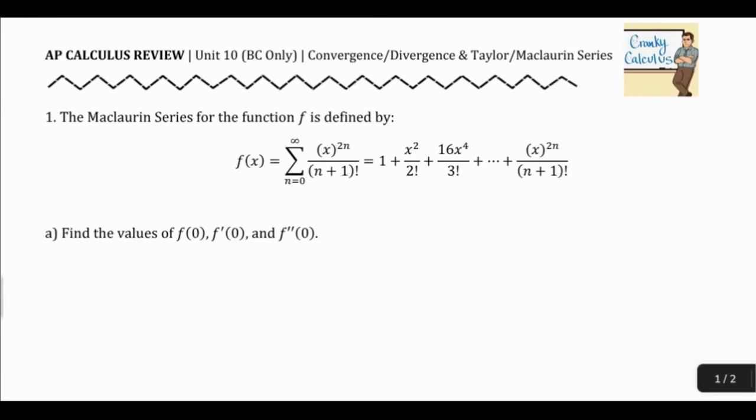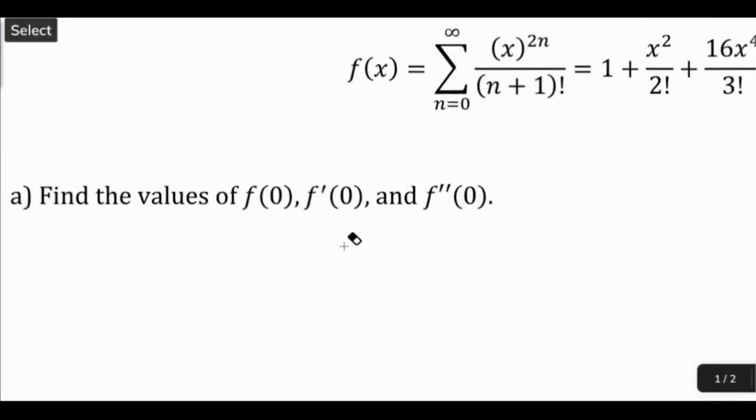So we have an FRQ here, and it gives us the Maclaurin series for a function f, and it wants us to find the values of f of 0, f prime of 0, and f double prime of 0. Now, they're kind enough to give us the first three terms of the series, and using this we can actually find our values. So let's go ahead and get started.